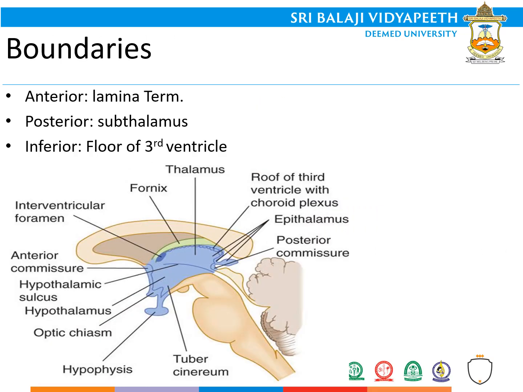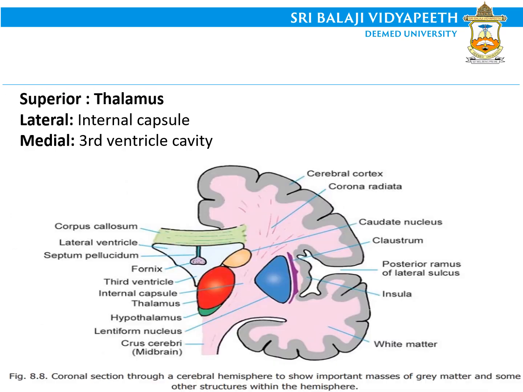To the boundaries, anteriorly, now this line here is what is called the lamina terminalis, which extends from the anterior commissure to the optic chiasma. So anteriorly you have the lamina terminalis, and inferiorly this is the floor of the third ventricle, right? And posteriorly you also have the subthalamus.